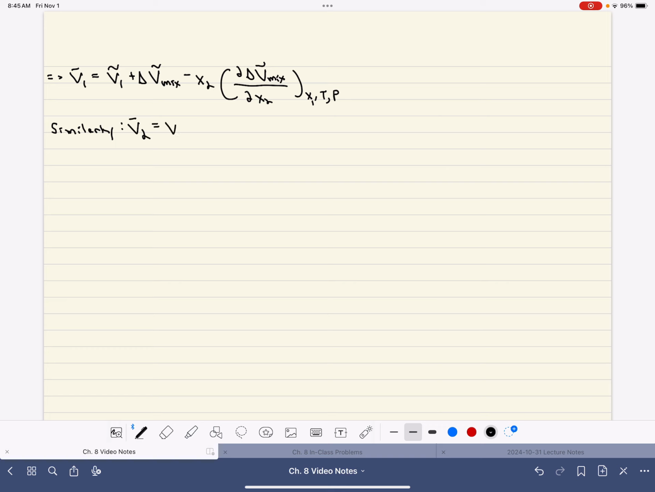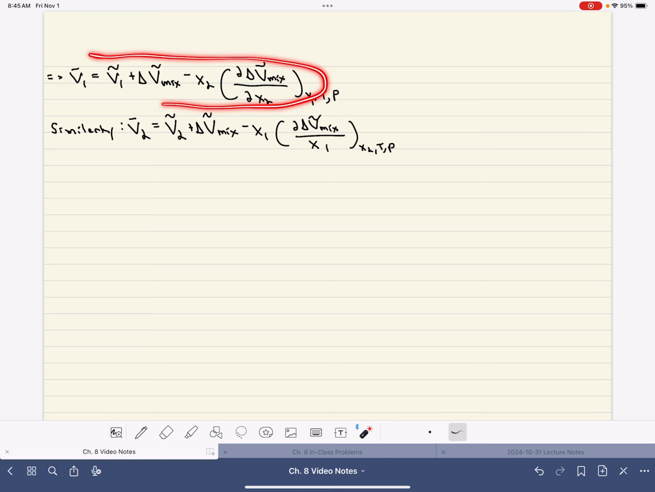And similarly, we could do the same thing for V2, where we have V2 bar equals delta V mix minus x1 d delta V mix dx1, at constant x2, T, and P. And so we could use these two equations to actually calculate our partial molar quantities.